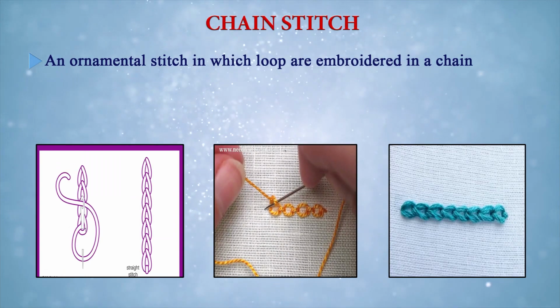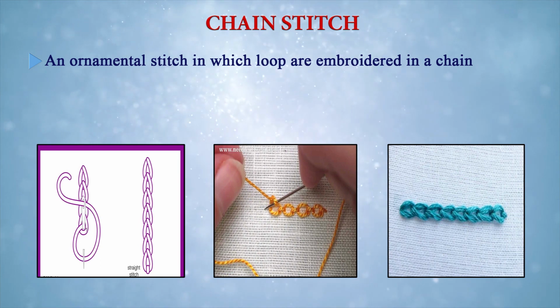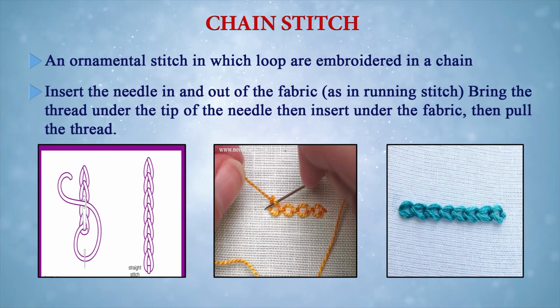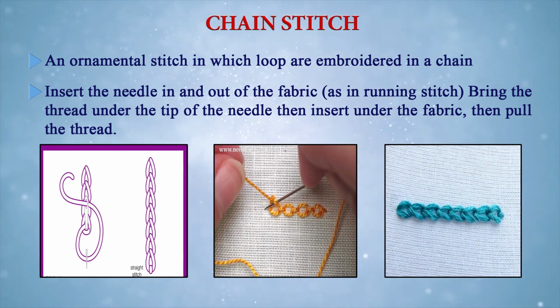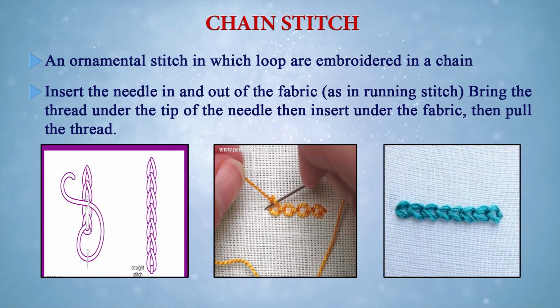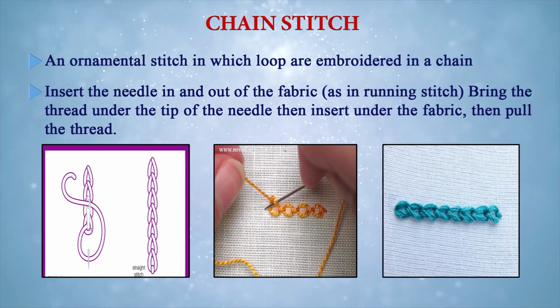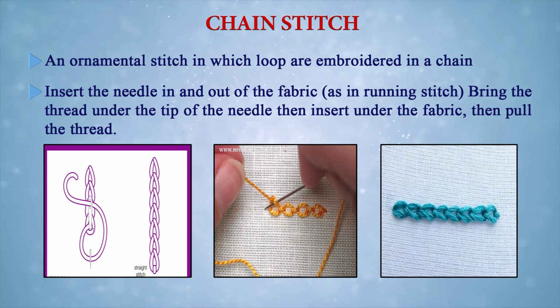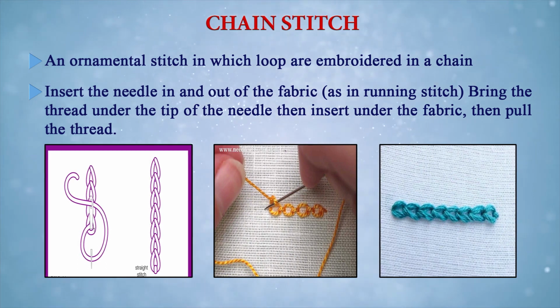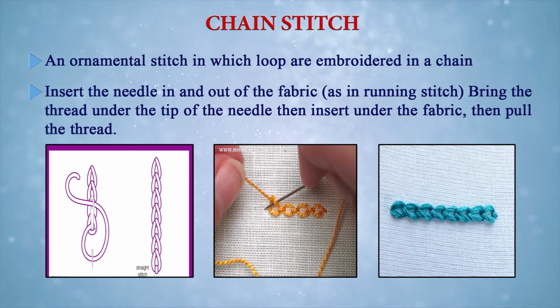So it is said to be the ornamental stitch in which loops are embroidered in a chain, and then we insert the needle in and out of the fabric like we did in the running stitch. Then we bring the thread under the tip of the needle and insert it in the fabric, then pull the thread out. So in this picture you can see we have the needle with a thread.